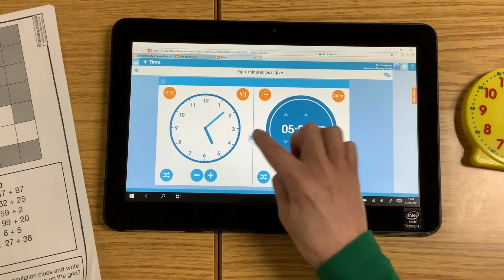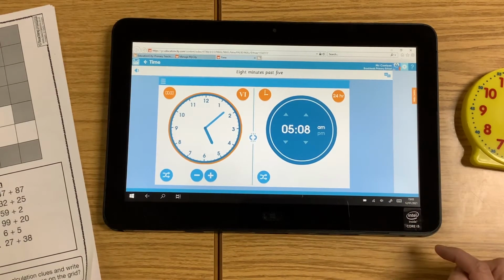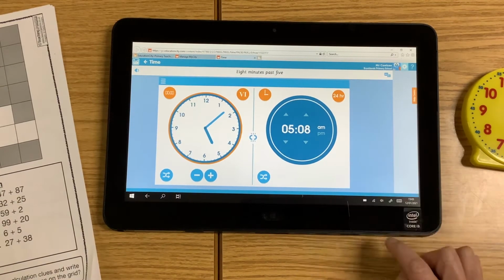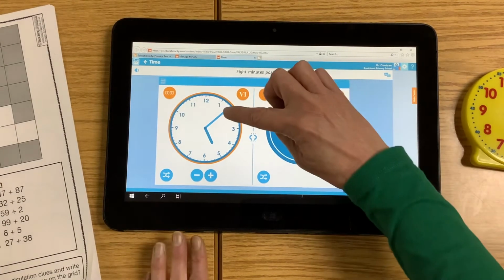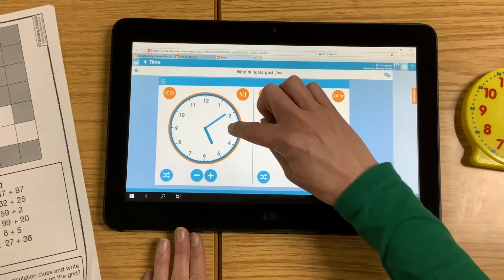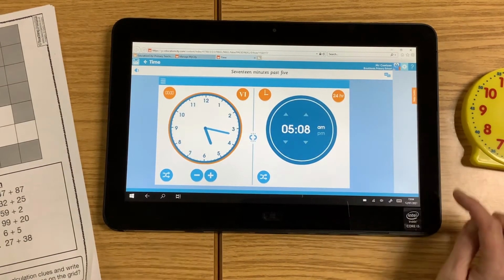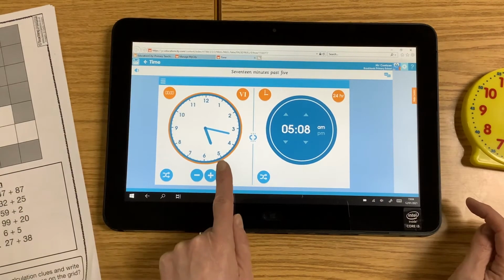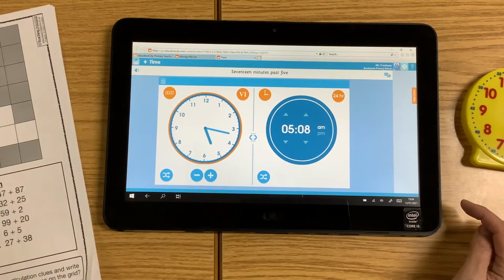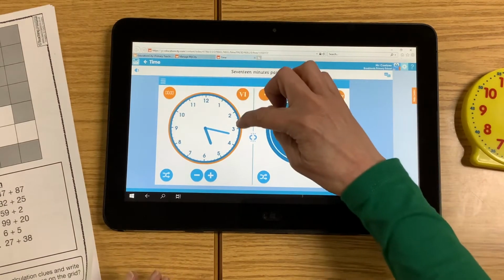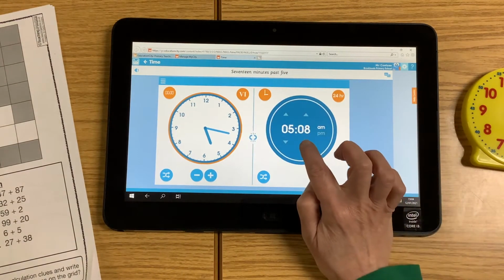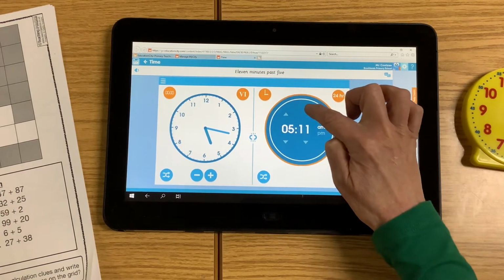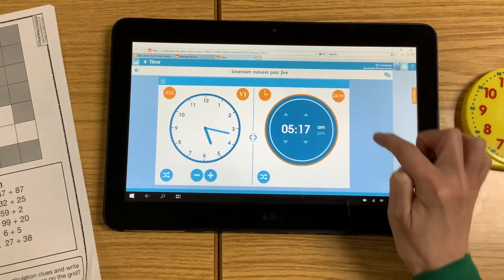Now, if I click on that button in the middle, I can change the hands on this clock, and then I can see if I can work out an equivalent digital time. So what if I took the minute hand and pulled it round and put it there? If you're one of the people who finds telling the time relatively easy, you'll know that the hour is still going to be 5, but how many minutes after 5 have I gone? Well, I've gone 5, 10, 15, 16, 17. So I need to change this time to be 5:17.